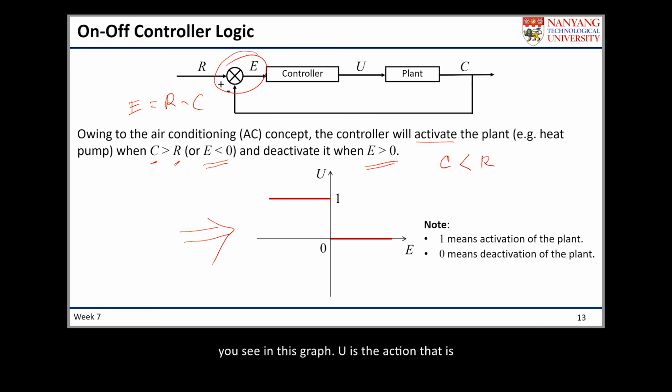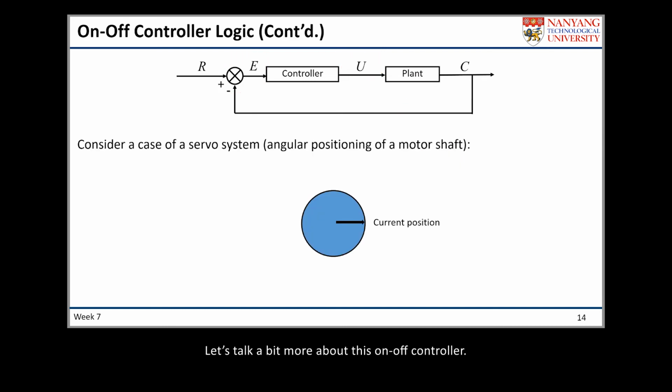U is the action, the logic that is sent by the controller to the plant. So when U is 1, the plant, the heat pump, will start. When U is 0, the plant will shut down. Let's talk a bit more about this on-off controller.